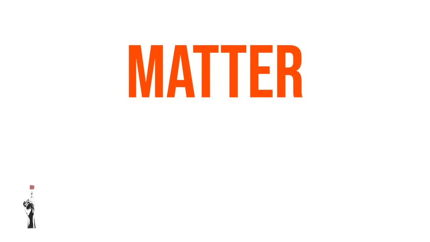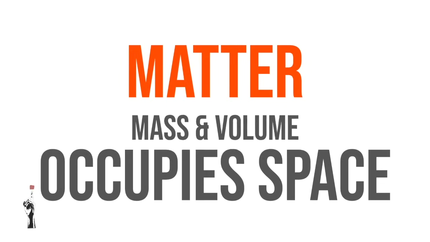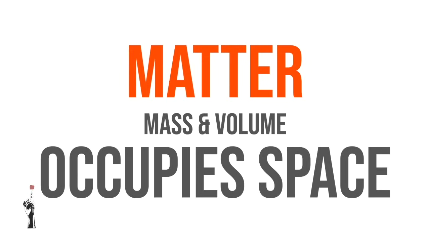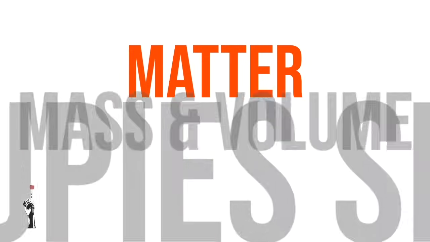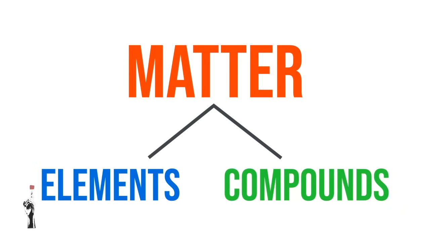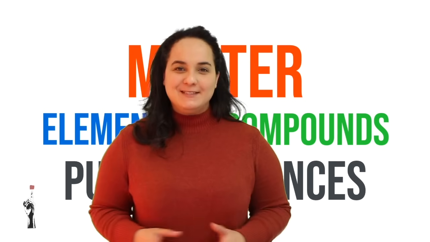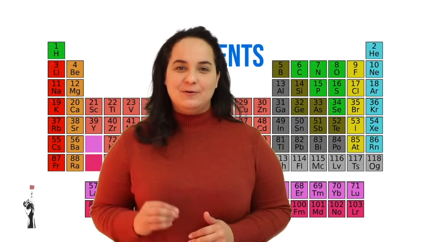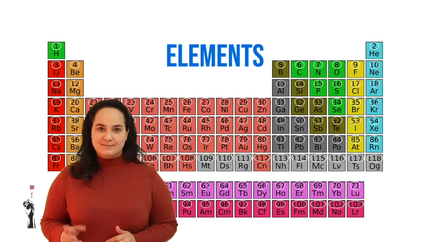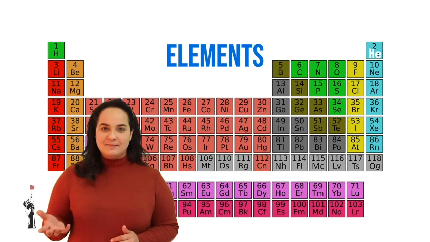Let us revise what is matter. Matter is everything that has mass and volume, which means everything that takes up space. Can you see anything in your surroundings which takes up space? All matter is made up of elements and compounds, and as we know in grade 8, elements and compounds make up pure substances. Elements are arranged on the periodic table according to the atomic number. Some elements include hydrogen, nitrogen, helium, and oxygen.